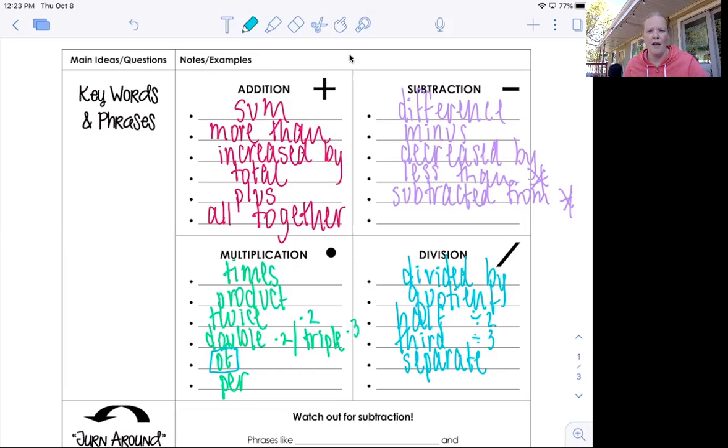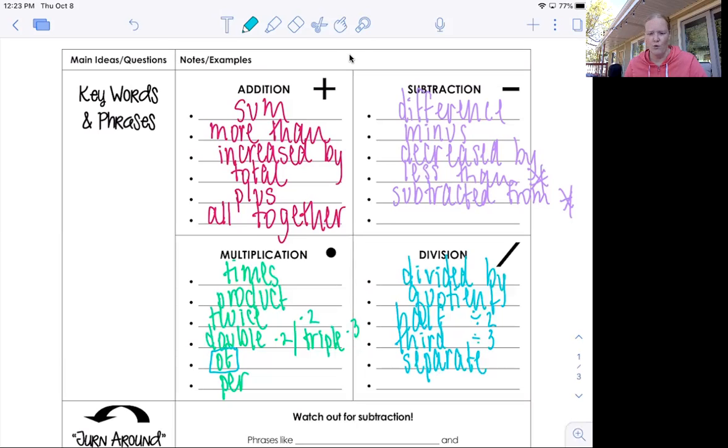Division would be divided by, divided into. Quotient is the most common word. Half is dividing by 2. A third is dividing by 3. A fourth is dividing by 4. And then when you separate things, you usually divide it out or split it.